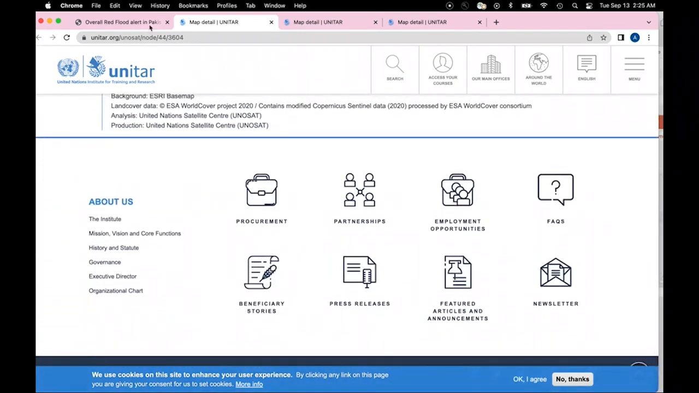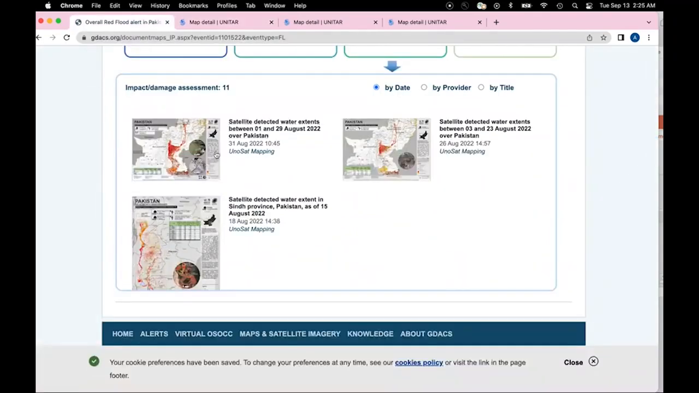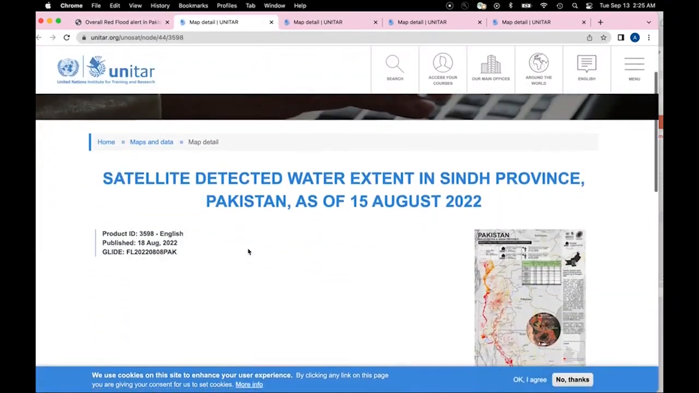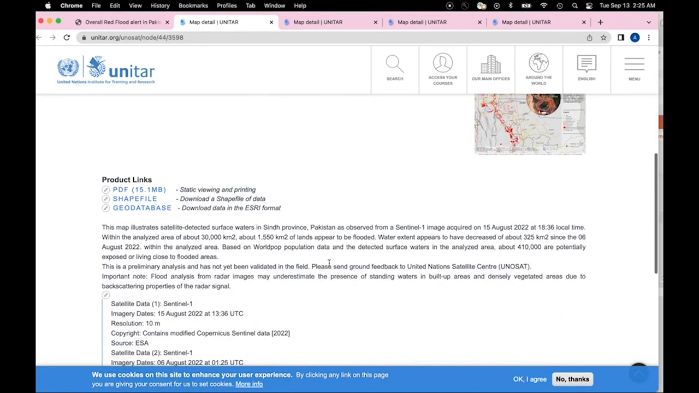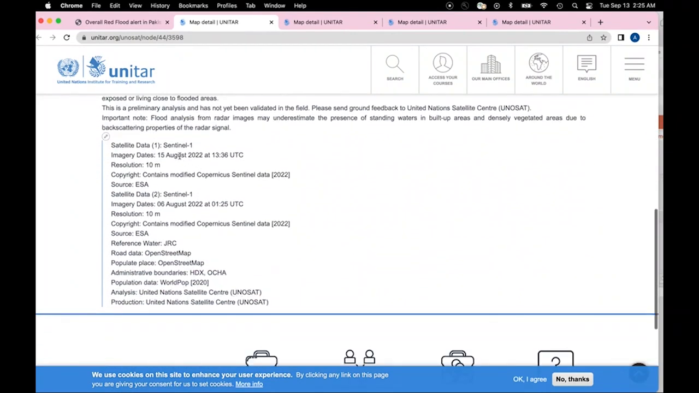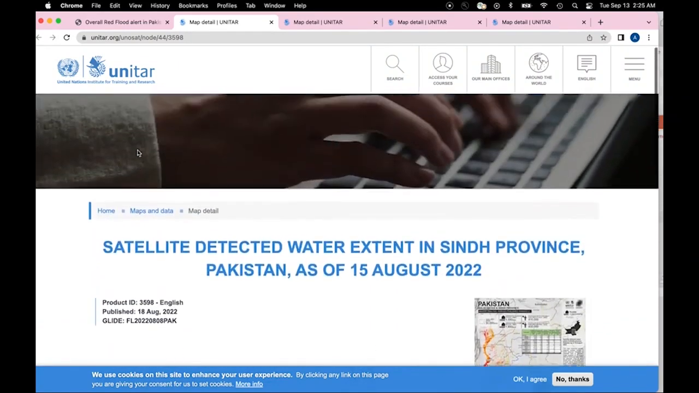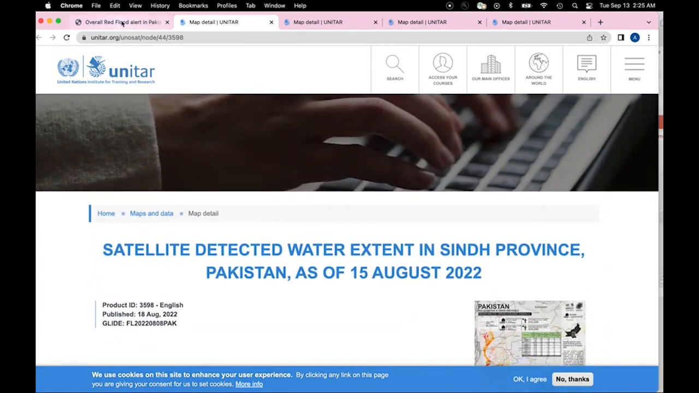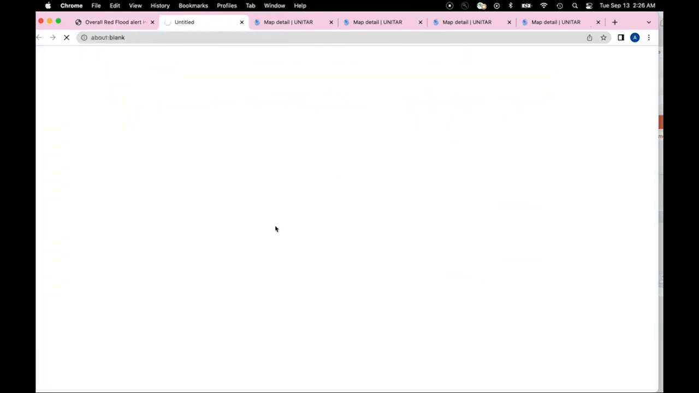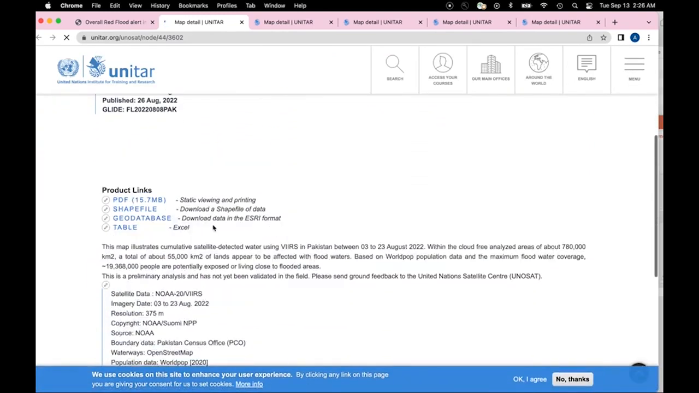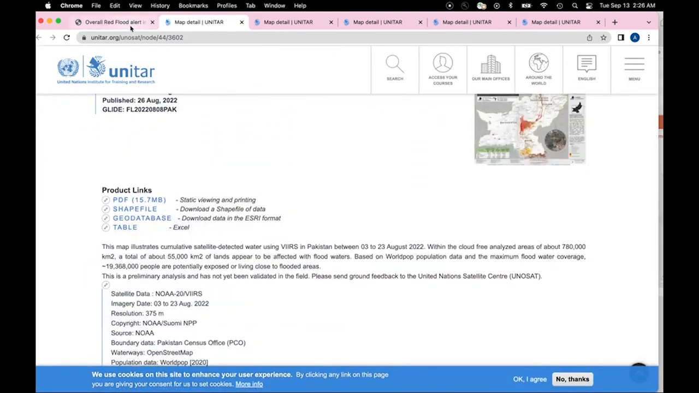If you look at this map, this is as of 15th August, again shows surface water. This is based on Sentinel-1 SAR data. So there is a lot of information available about a particular disaster when you go to GDAX. You can look at, this is again yet another satellite picture from WIRS that shows water extent.